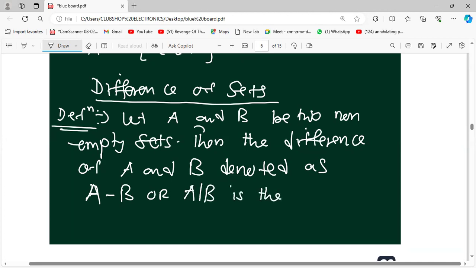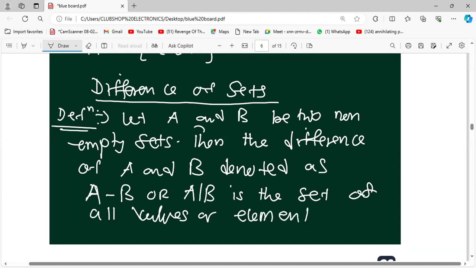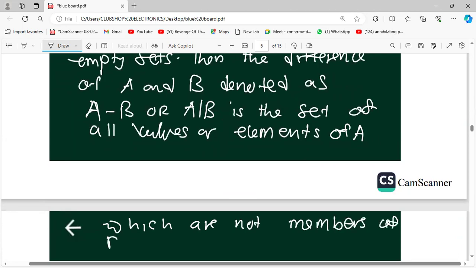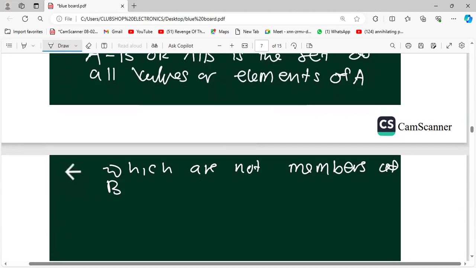is a set of all values, or indeed elements, of A which are not members of B. So this implies that A minus B is the same as A intersection B complement.